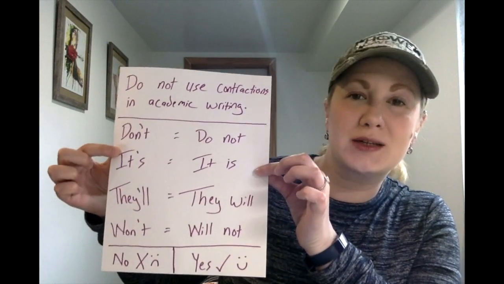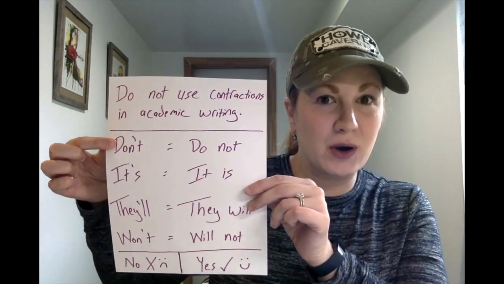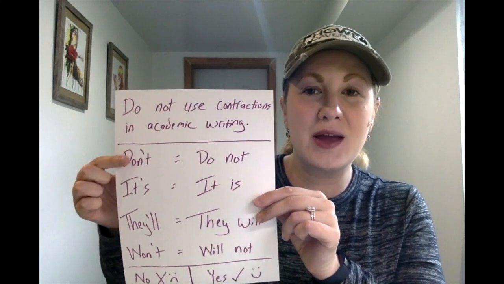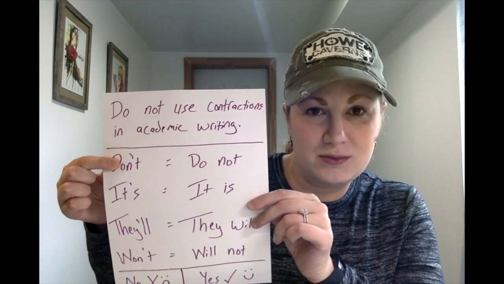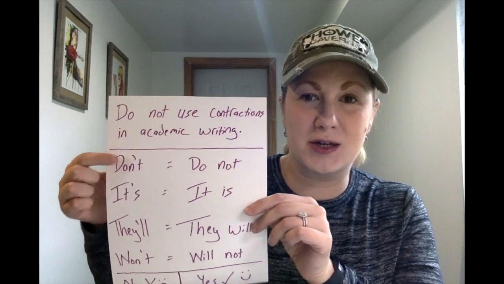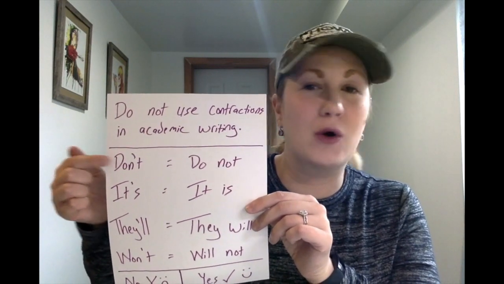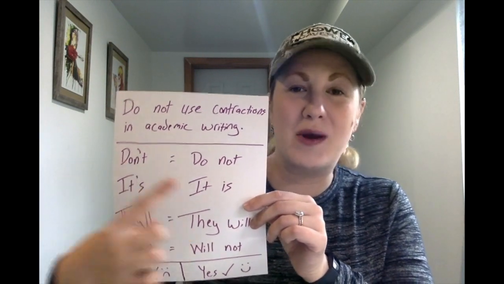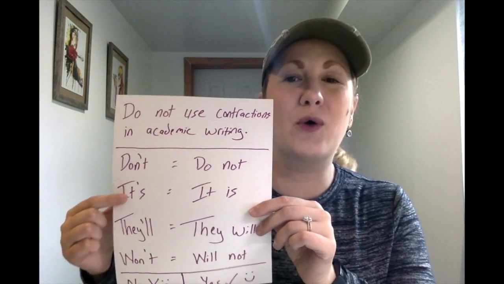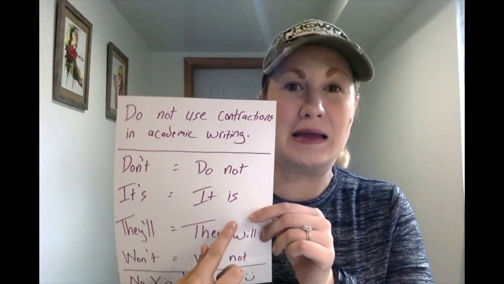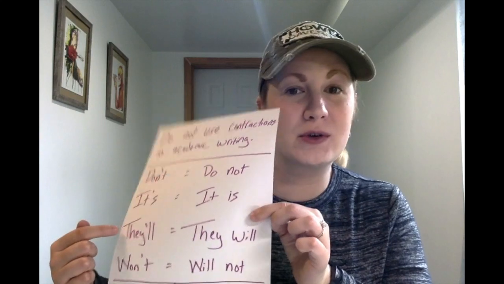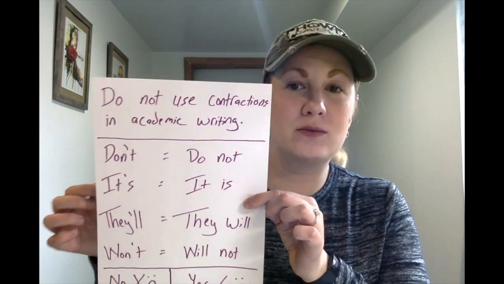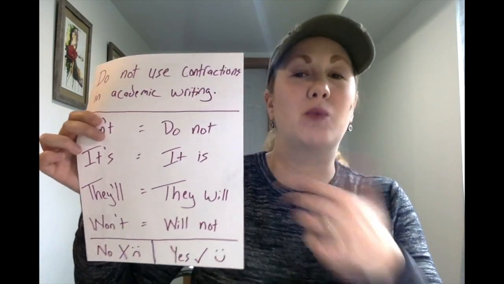Do not use contractions in academic writing. It's when you take 2 words and you slam them together with the apostrophe. So don't is a contraction. Don't use don't in your academic writing. Write this instead: do not. Don't write it's, write it is. Or they'll, for example, write they will. Or won't, write will not.